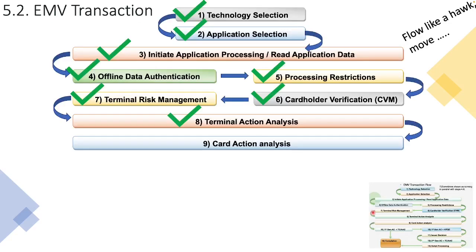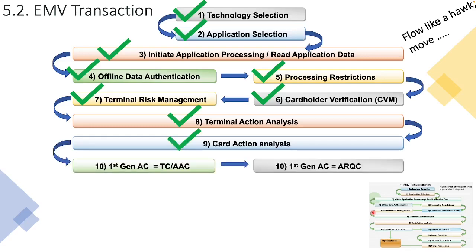So that brings us to the end of this video, right? And to the end of card action analysis. In the next video, we are going to talk a bit about the first gen AC step. The output of card action analysis will actually result in the cryptogram being generated in this next step, which is called first gen AC.